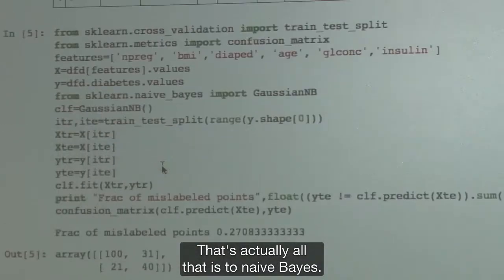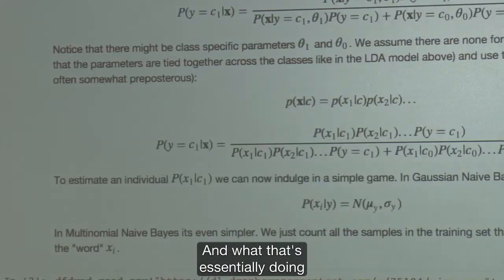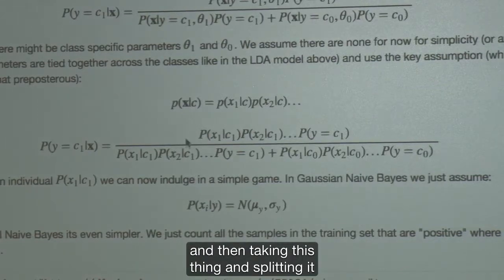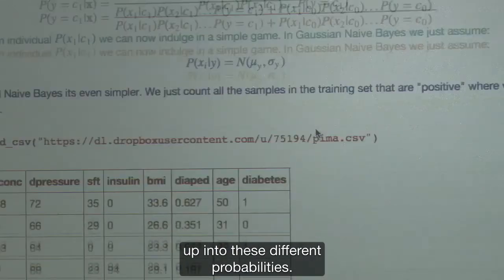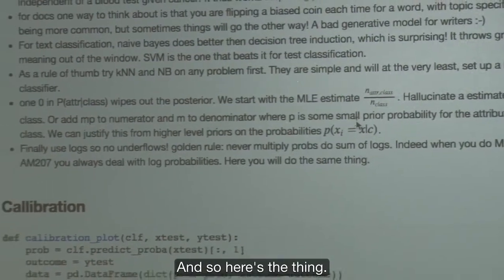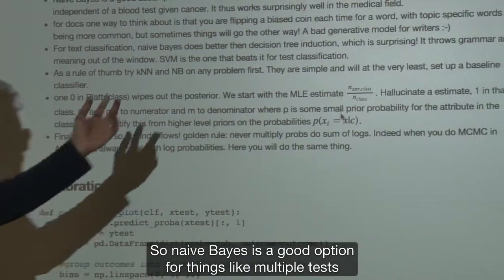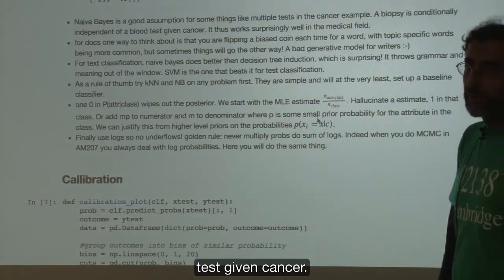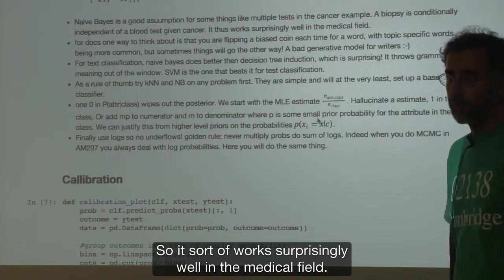That's actually all there is to naive Bayes. What that is essentially doing is implementing this formula for you, taking this thing and splitting it up into these different probabilities. And so here's the thing: naive Bayes is a good assumption for things like multiple tests in the cancer example. A biopsy is conditionally independent of a blood test given cancer. So it works surprisingly well in the medical field.